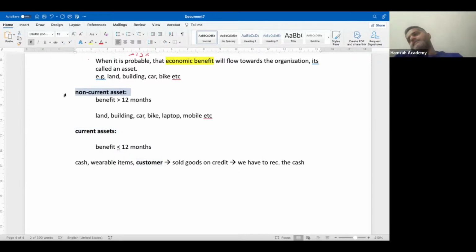So the non-current assets are the assets whose benefit is for more than 12 months, and current assets are the assets whose benefit is for less than or equal to 12 months, right?